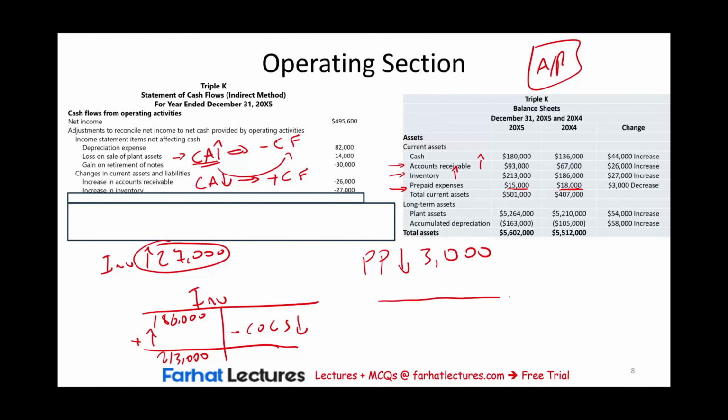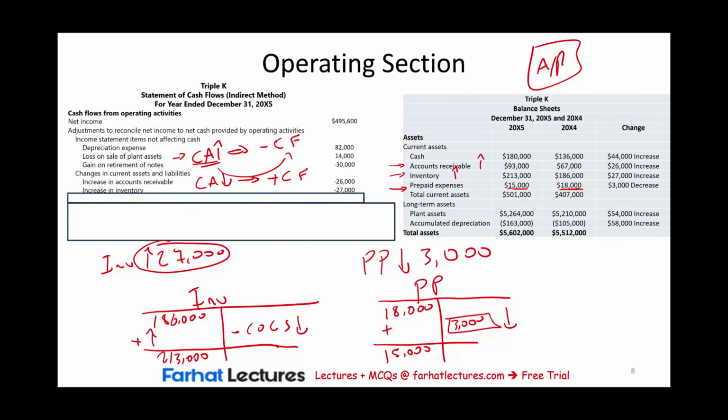So let's take a look at the prepaid account. Prepaid went from 18,000 to 15,000. Overall, there was a decrease of 3,000. Now, throughout the year, I purchased prepaid and I expensed prepaid. But the net amount is negative 3,000.